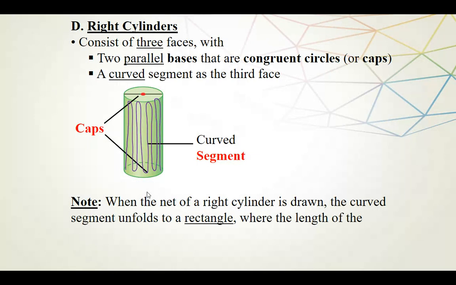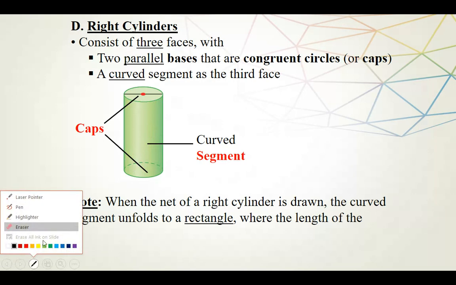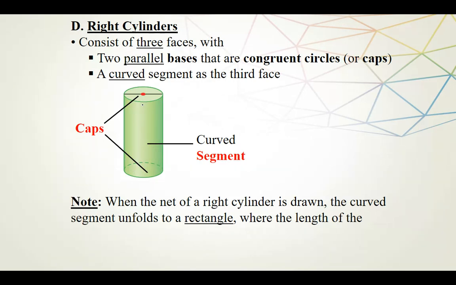It turns out that if you take that curved segment and remove it, think of this like having a paper label around the outside of the can as your curved segment. If you were to take that label and make a little cut and then unfold it, that curved segment actually unfolds into a rectangle. So if you had this label, and you made a cut right here along the label, and then you unfolded that label, it would actually unfold to give you a rectangle.